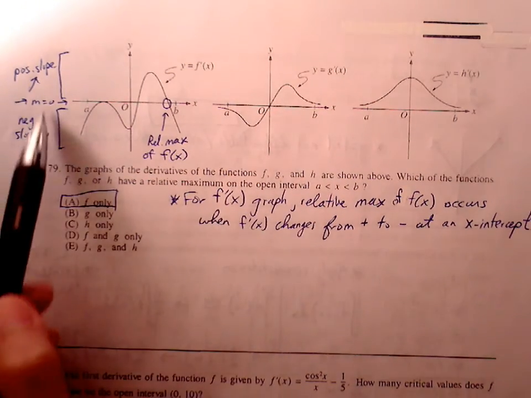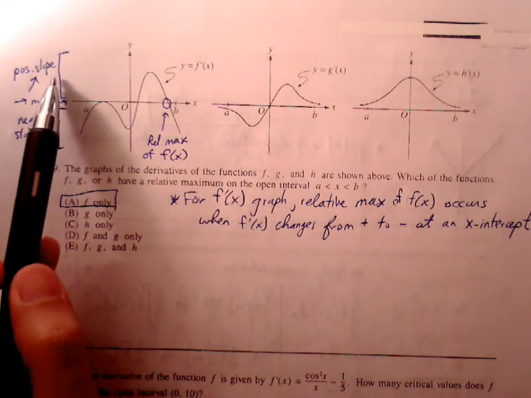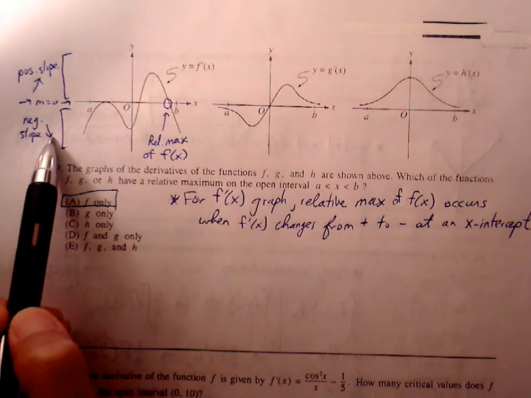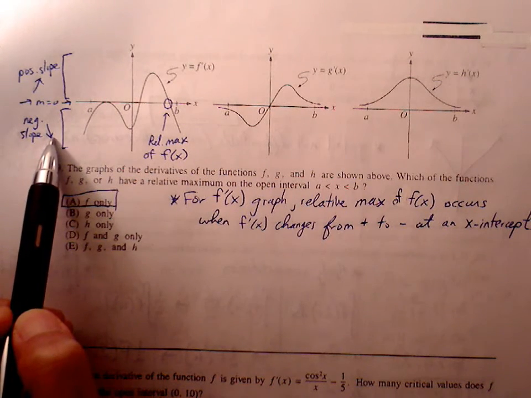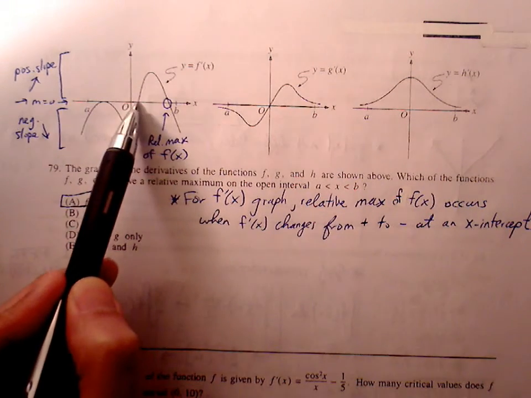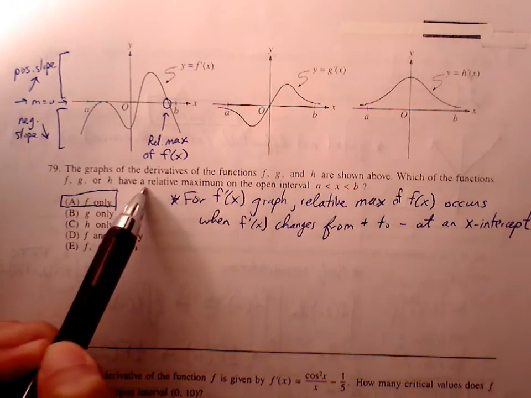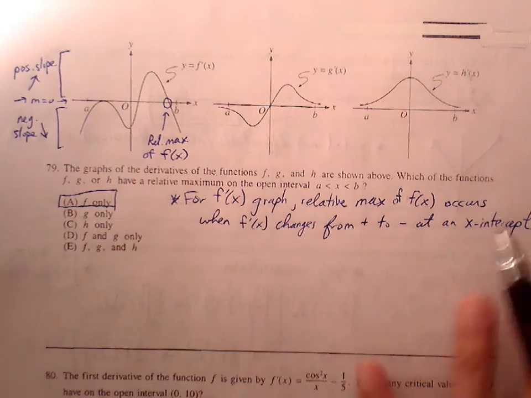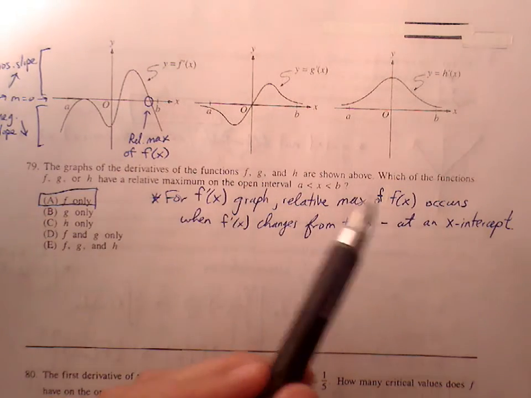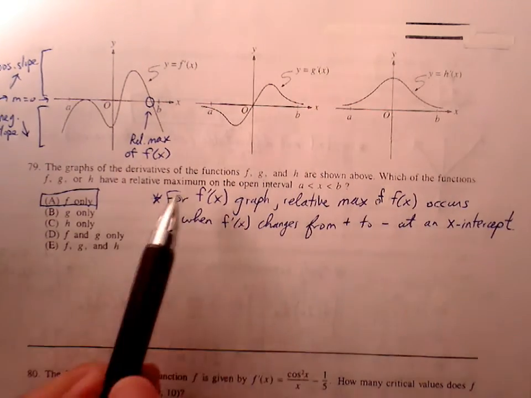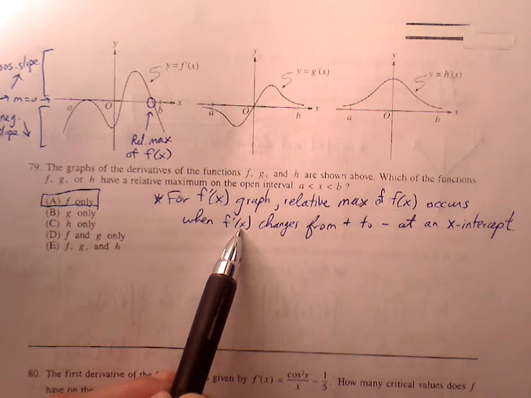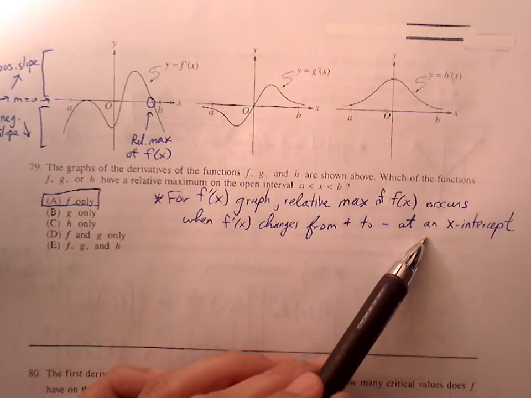If we're looking at the derivative graph, just understand that anything above the x-axis represents positive slope of the original graph. Anything below the x-axis represents negative slope of the original graph. Anything on the x-axis will be places on the original graph where there's a slope of 0. So a relative max of the f of x graph is found on the f prime graph by looking to see where f prime changes from a positive to a negative value. So we're looking at an x-intercept.